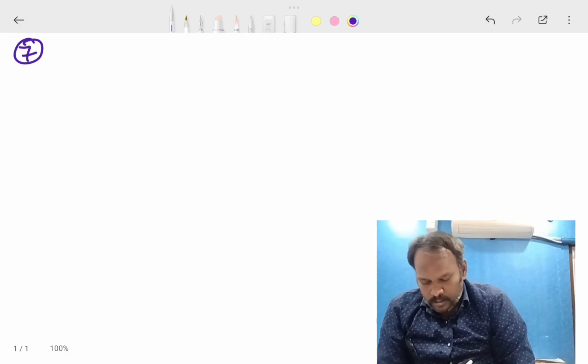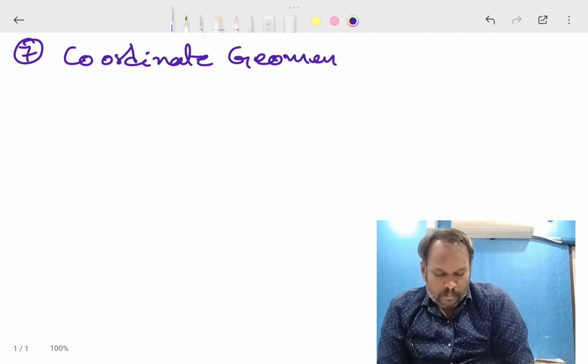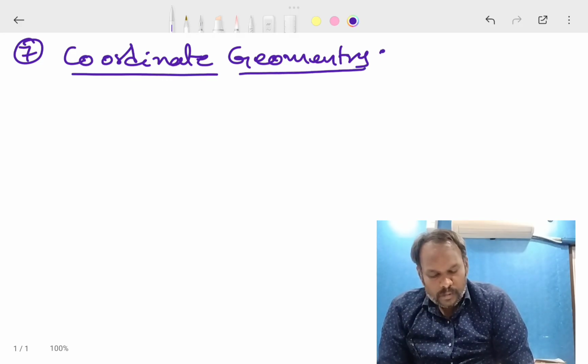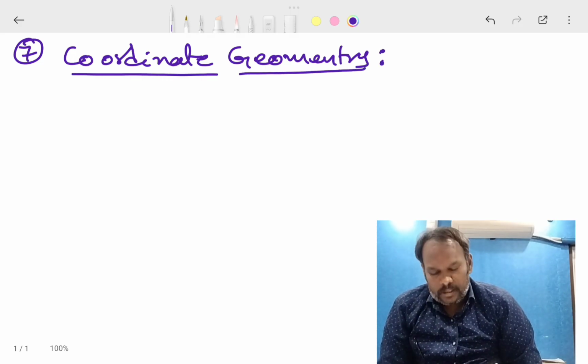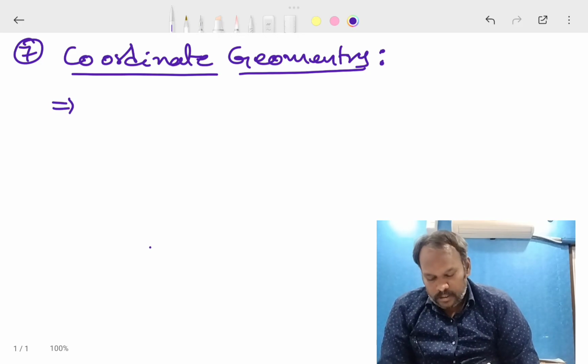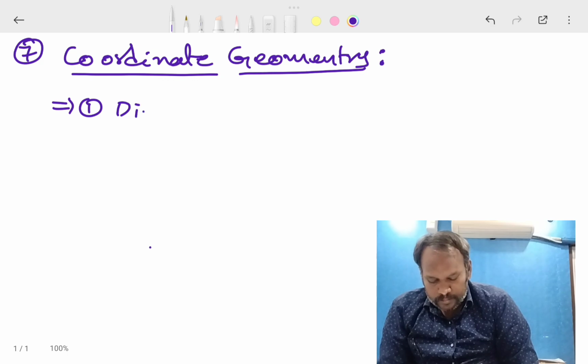The next chapter, seventh chapter, coordinate geometry. In this, you need to remember the formulas. First one, distance formula.